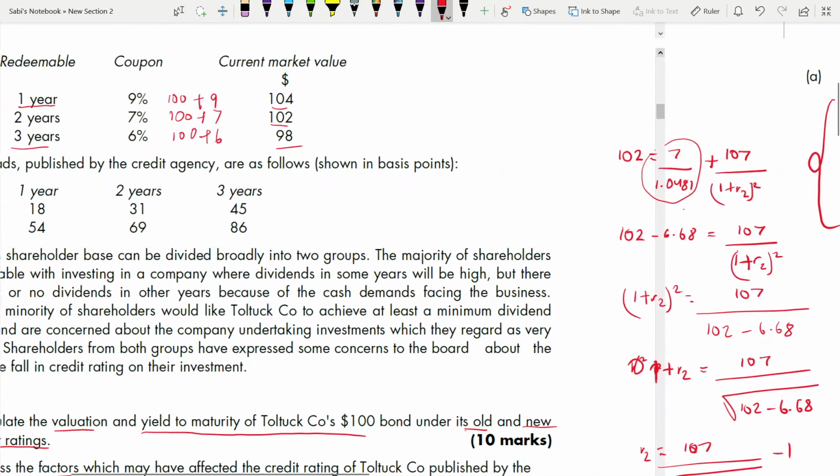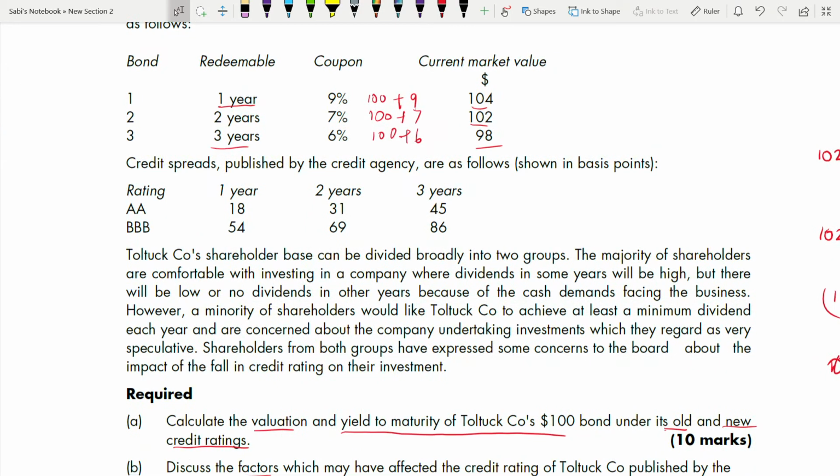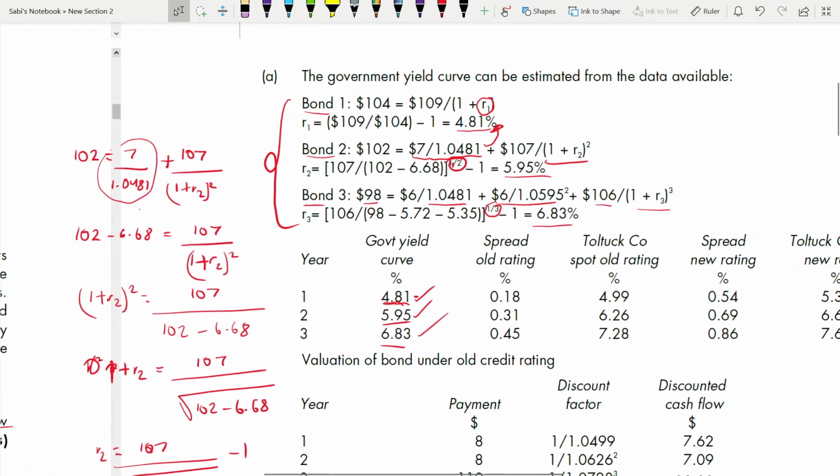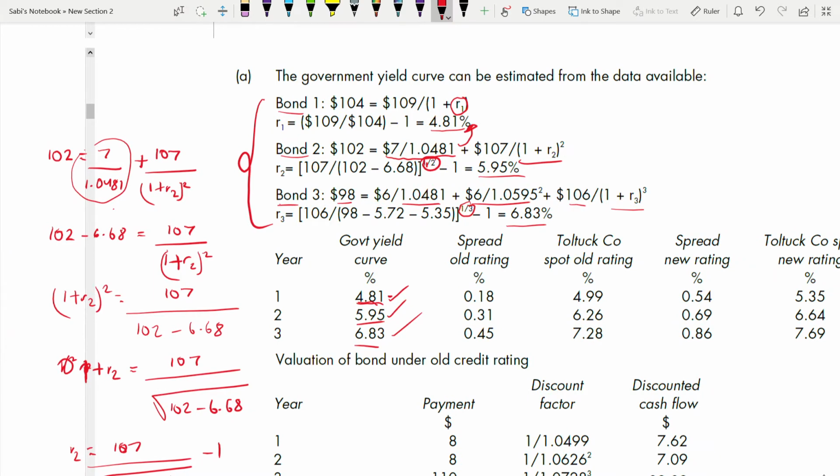So the old rating, which was under double A, is 18 for the first year, 31 for the second, 45 for the third. That means 0.18, it is in basis points, so 0.31, 0.45. Add it. So this will be your 4.99, 6.26 and 7.28, which will be your old rating.